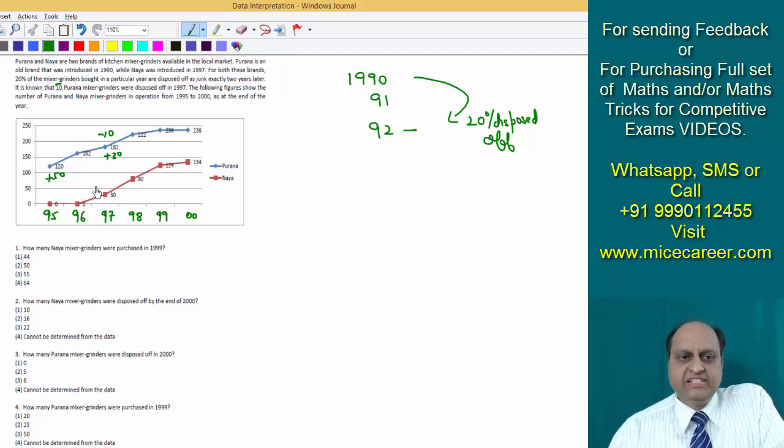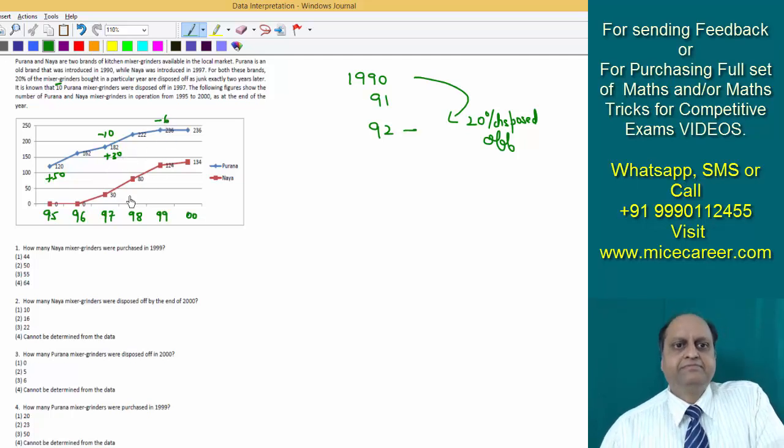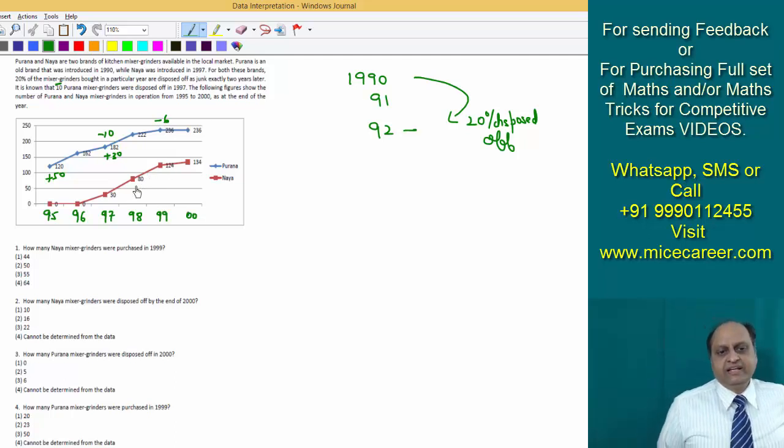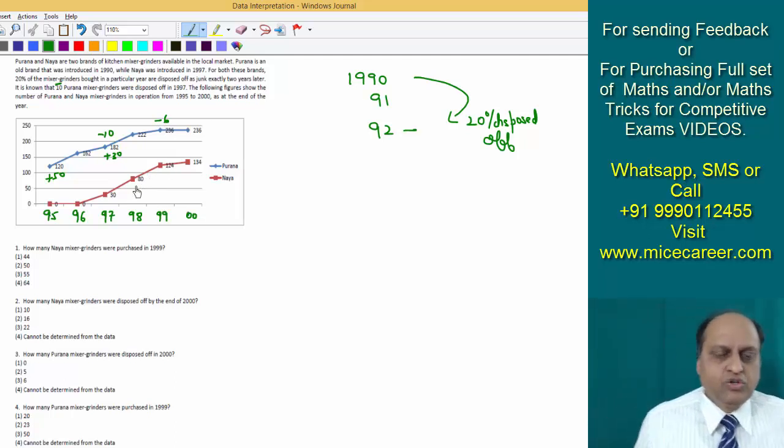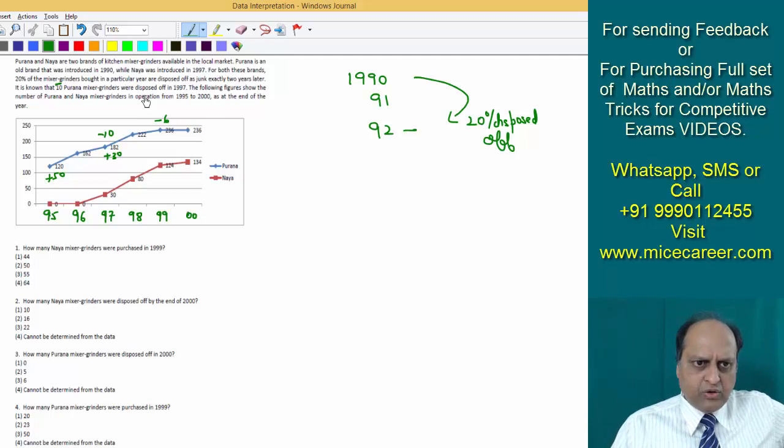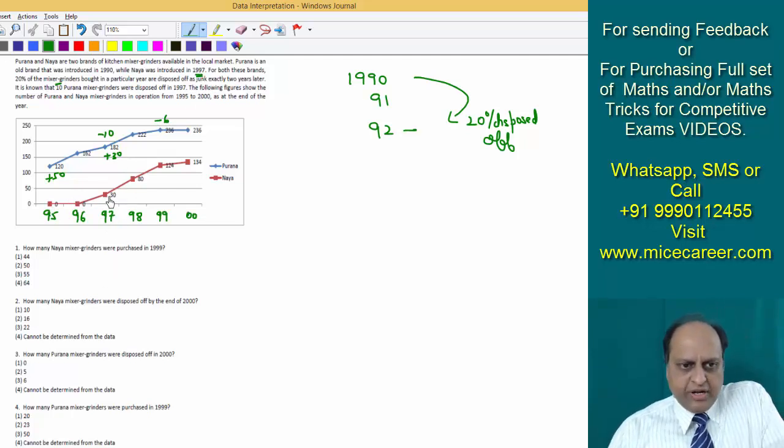Now I think that idea is very clear. So if we purchase 30 here, then 20% of this, 6, we dispose of after 2 years in 1999. So with the help of this, I have been able to find out so many things. Now here also, for the first 2 years it is 0. Why? Because Naya was started in 1997. So it purchased 30 here.